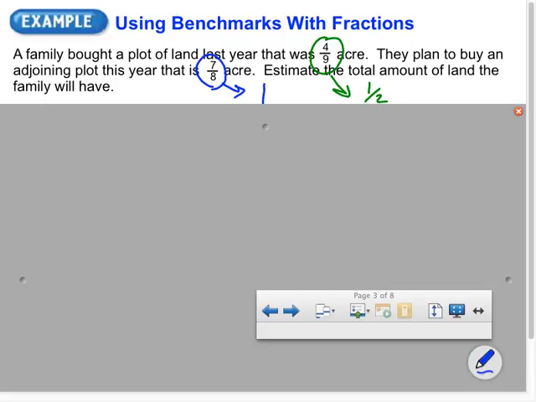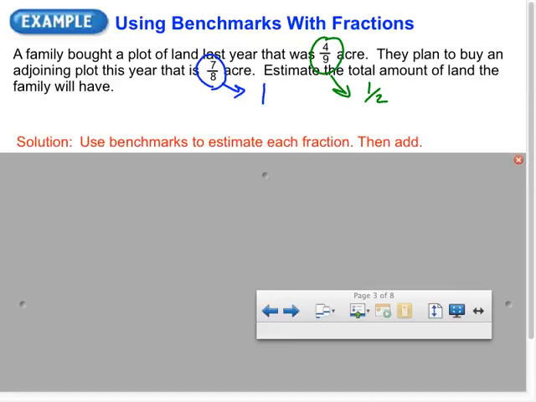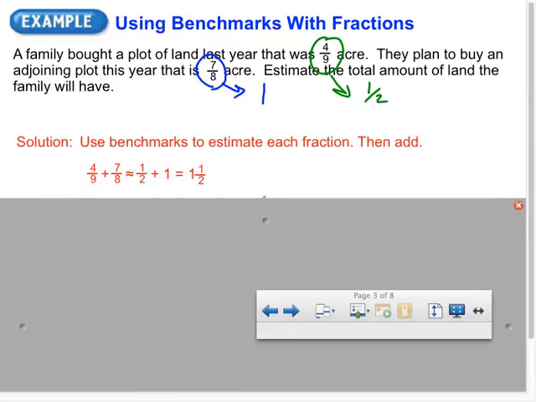So when we calculate that and we estimate the total number of acres that the family bought, if they bought that, how much would it be? 1 and 1/2. Thank you. 1 and 1/2. Do you see how that works? How we just do an estimate? Okay, we're not finding the exact. We're just getting an estimate, and we're using these benchmarks to get our estimate.